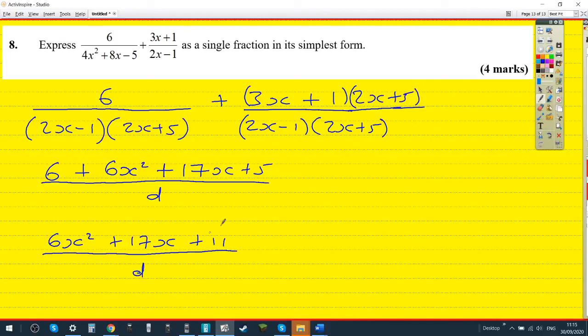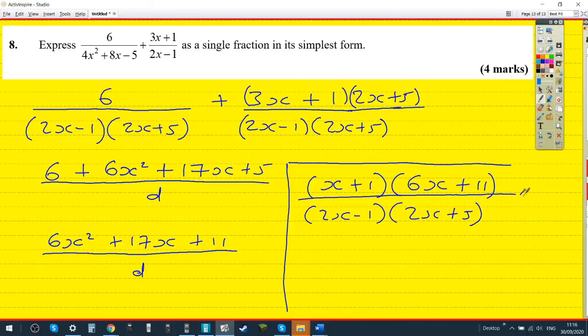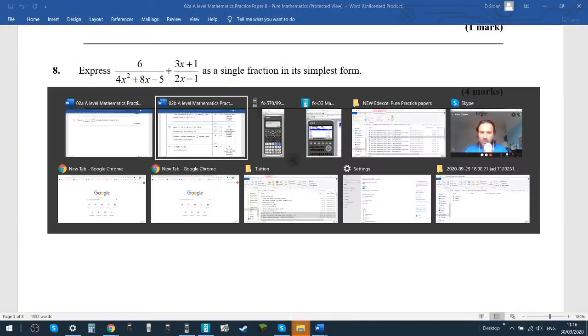Mm-hmm. And I then need to do over, and then they want me to, shall I factorize that numerator as well? Just give it a go. And I got x plus 1 and 6x plus 11. Okay, if I was a betting man, I would have thought it would be like 2x plus 5 or something, but let's take a look. Question 8.